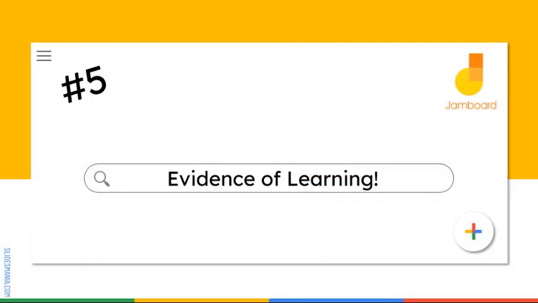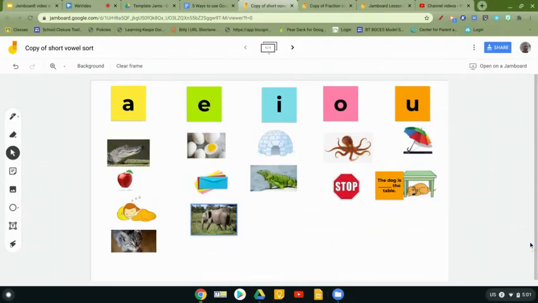Last but not least, number 5, evidence of learning. Here are just some ways that you can have students show their learning using a Jamboard. Here's an example of word work that you could use. You could put this sort out through Google Classroom or other learning management systems, and you could have them sort them. So this one is actually done, but you can see that they're sorting. It's a short vowel sort, where they're moving things around and showing their learning.